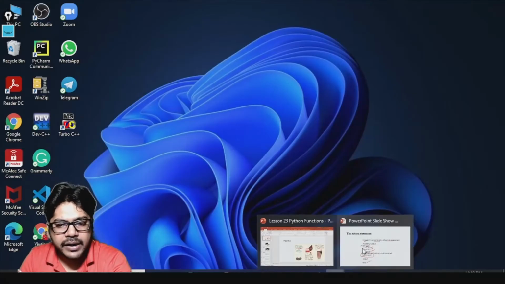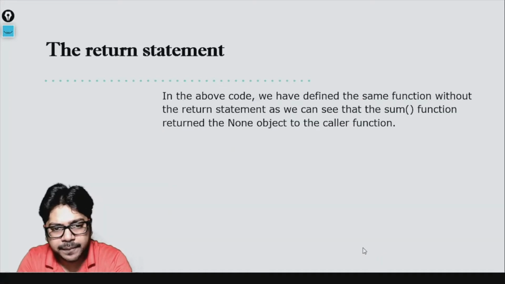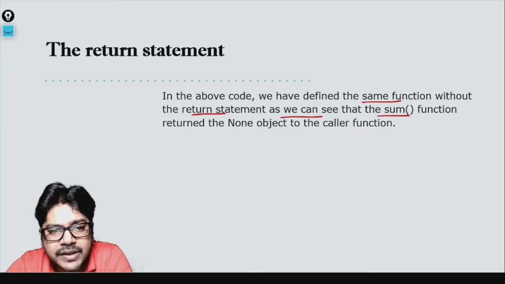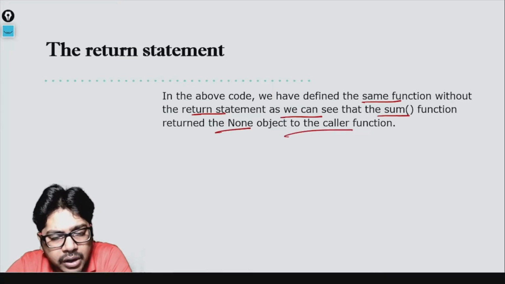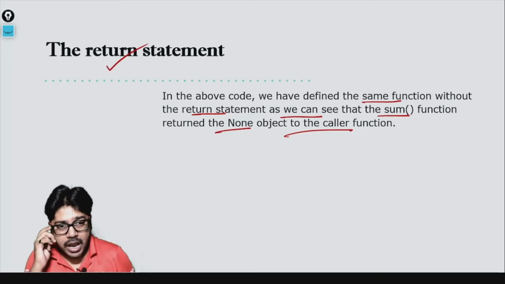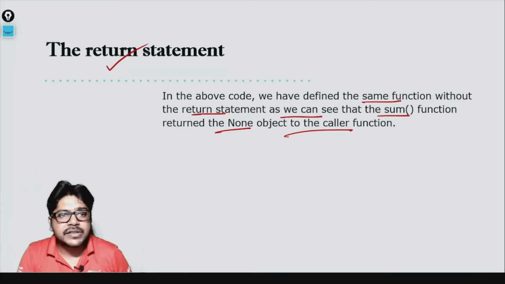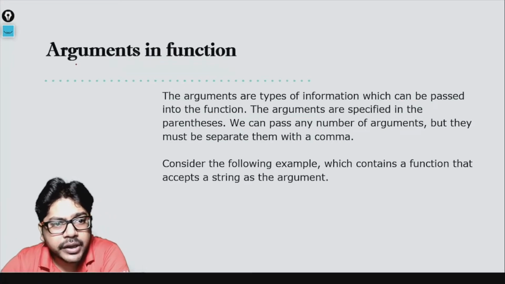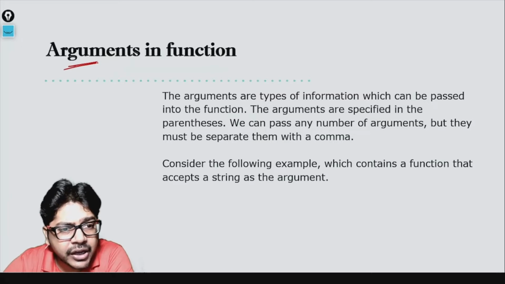If you do not have it, it is going to return you an object called None. Now in the above code, we have defined the same function without the return statement, and as we can see, the sum function returned the None object to the caller function since there was no return statement. So now I hope that you know how the return statement works in a function and how important it is. Talking about the next topic that we have: what is an argument in a function?